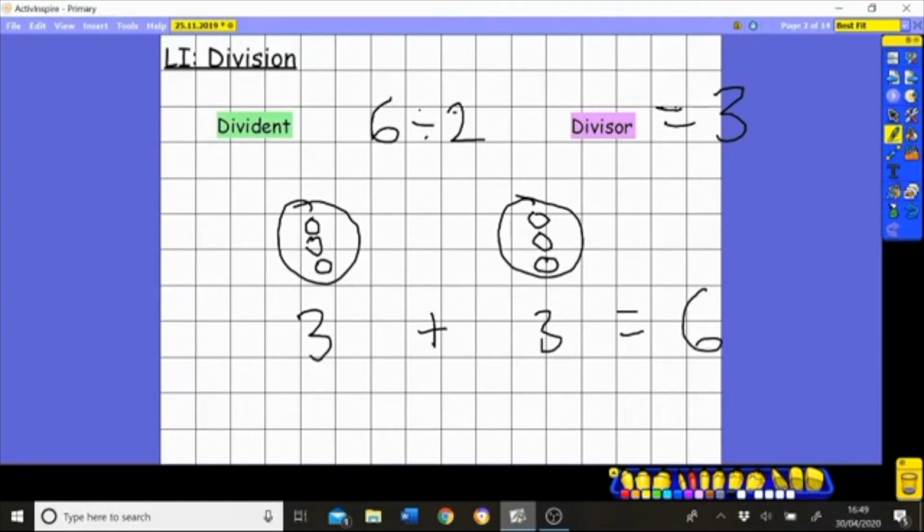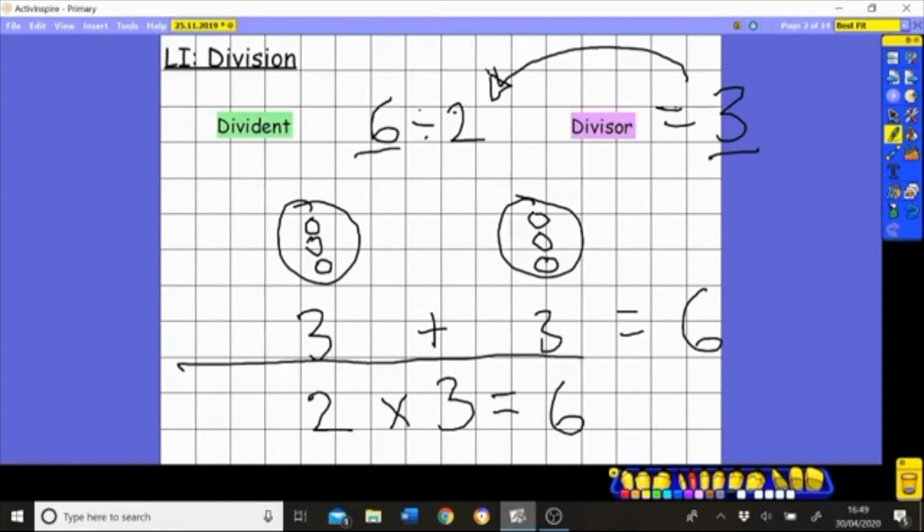Now we can use something we call the inverse to check this answer. We can times our quotient by our divisor to check if we get our dividend. So we can do 2 times 3 equals 6. You can see we get the same answer.